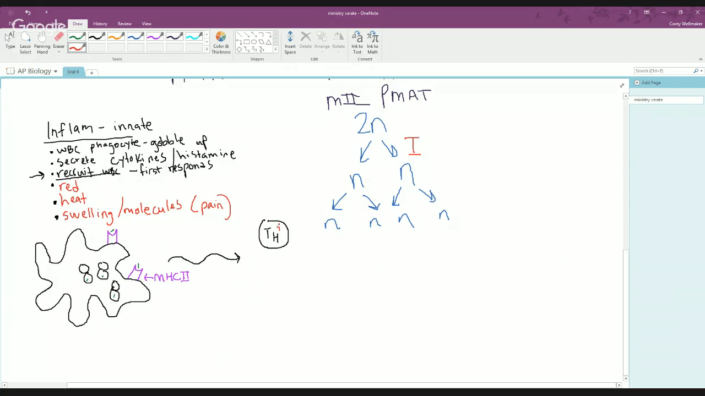I'll write an I for immature. It includes B cells, immature B cells, and also immature cytotoxic T cells. A lot of other things, but those are the cells that we focused on. Give me 1 second.